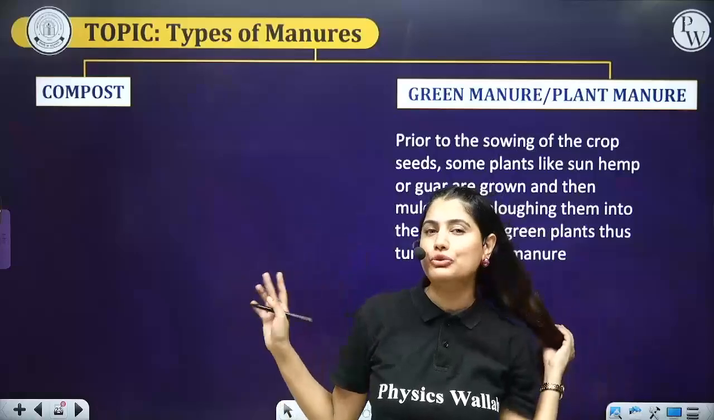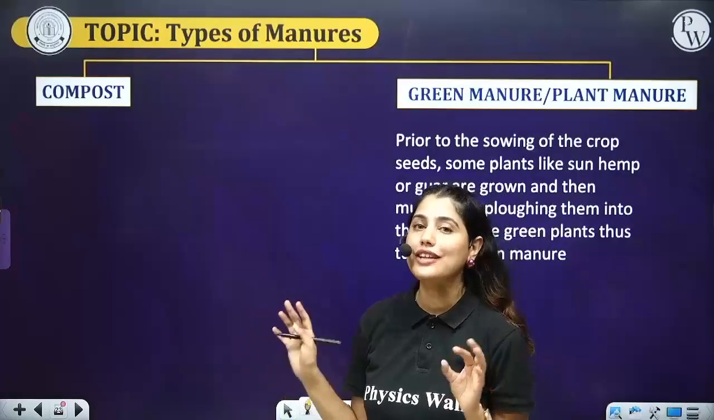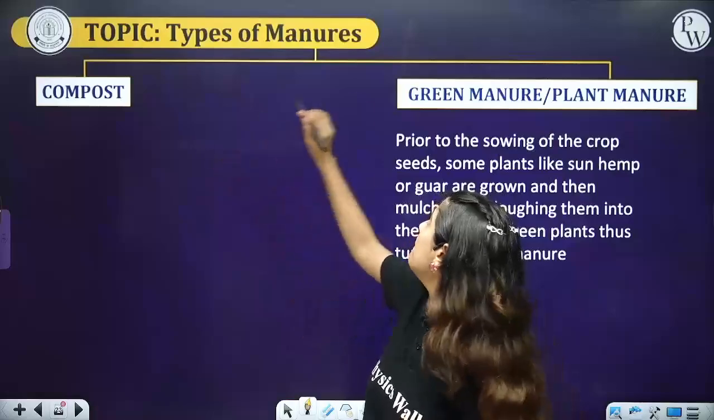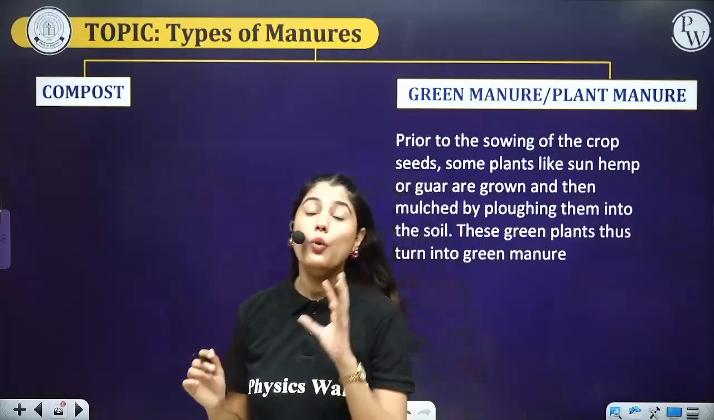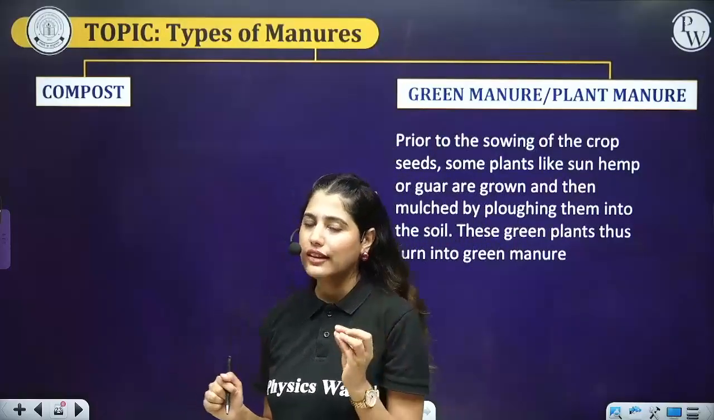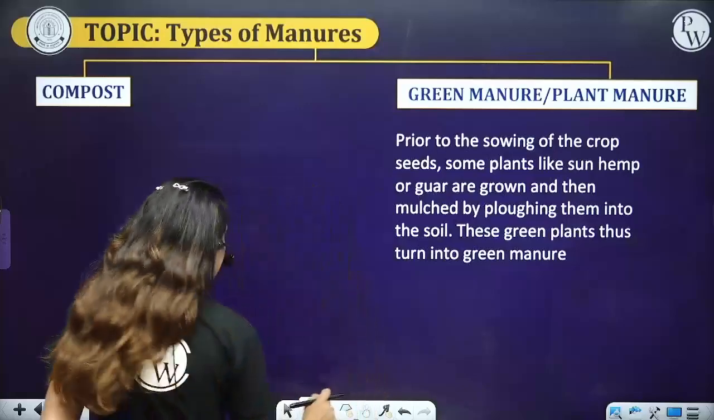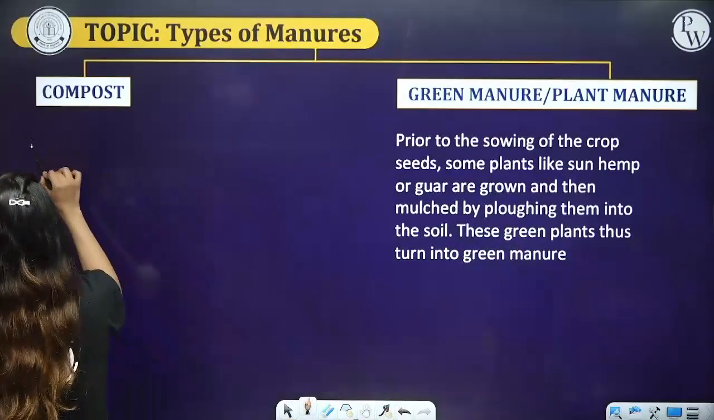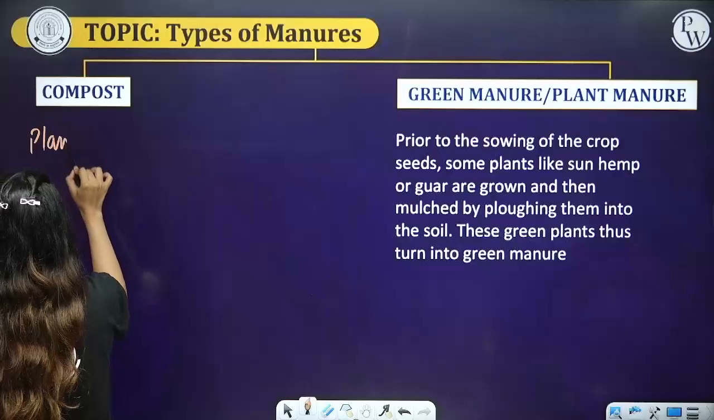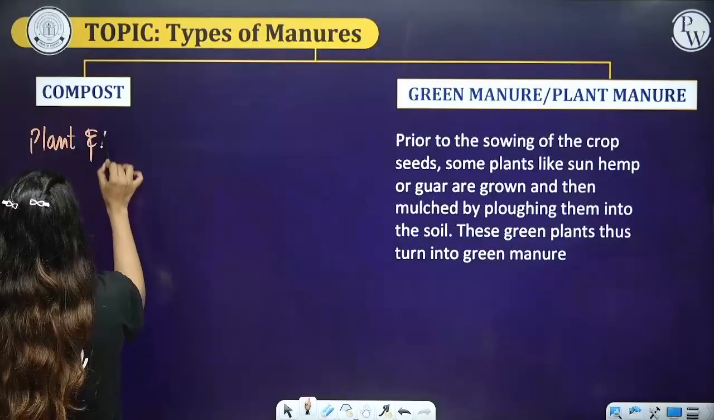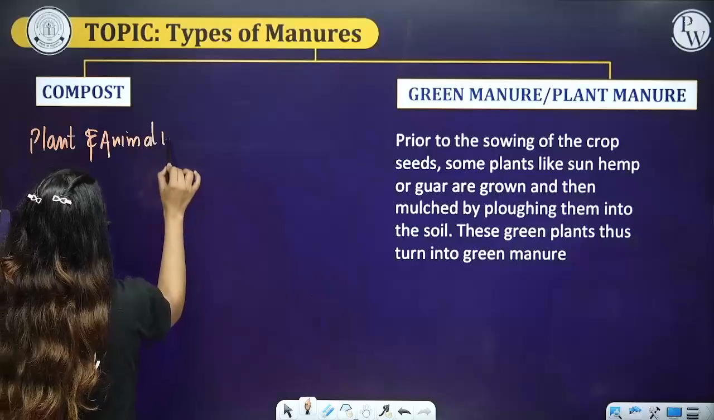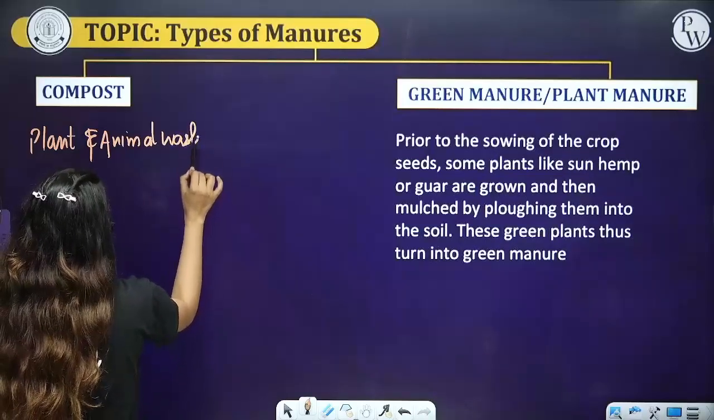Now we move to the types. Now we are coming to the types of the manure. So basically, manure is of 2 types, that is the compost and the green manure. What do we mean by compost and the green manure? So basically, if we take the plants, right, I am taking my plant and animal waste. What sort of waste am I taking, guys?